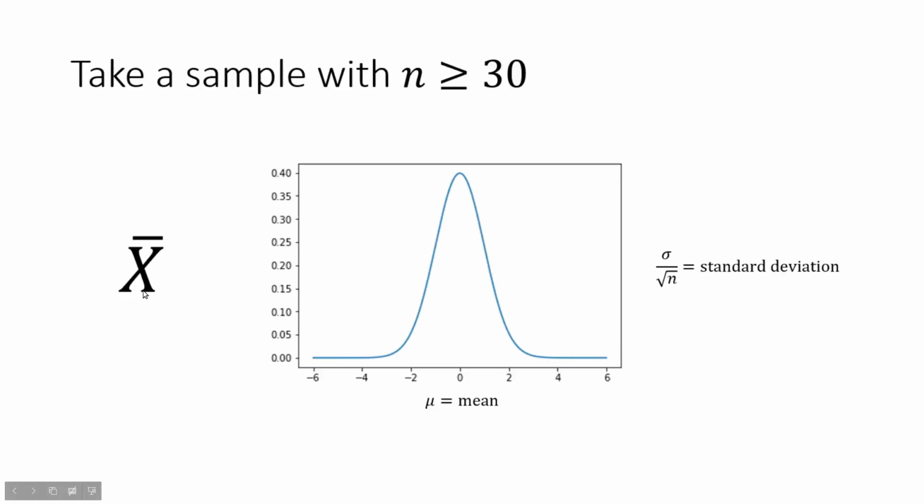So our first step is to take a sample with size n greater than or equal to 30. This will change our random variable x. We'll get a new random variable x bar, which is the sample mean for x. And the sample mean is approximately normally distributed with the same mean as the original random variable. And the standard deviation will be the standard error of the mean, sigma divided by the square root of n.